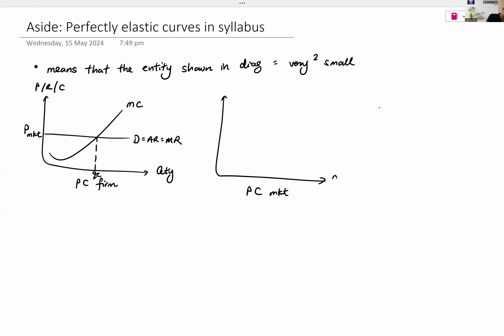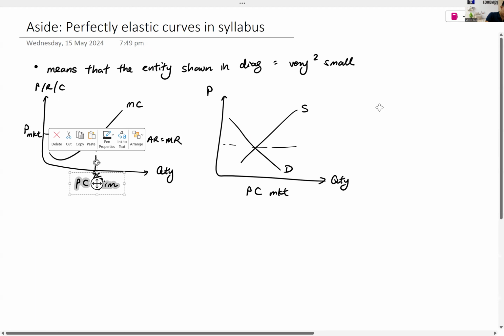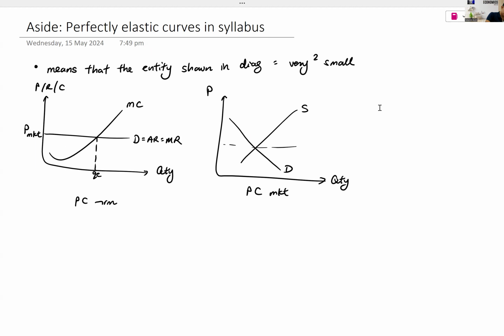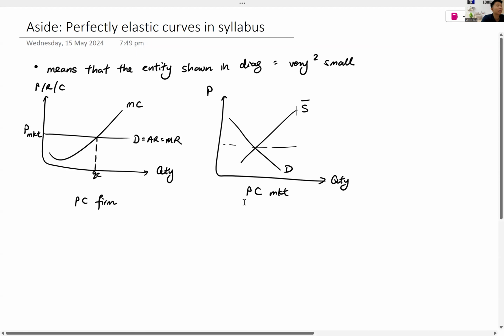PC market, quantity, price. If on the left, that PC firm decides, I'm going to produce 10 times more, you know what's the impact on the market supply? No change. I say that again. You want to produce 10 times more at the firm level, very, very lofty aspirations. I want to increase output by a lot. Even if you produce 10 times more, the impact on market supply is no change. You are too small to influence the market.